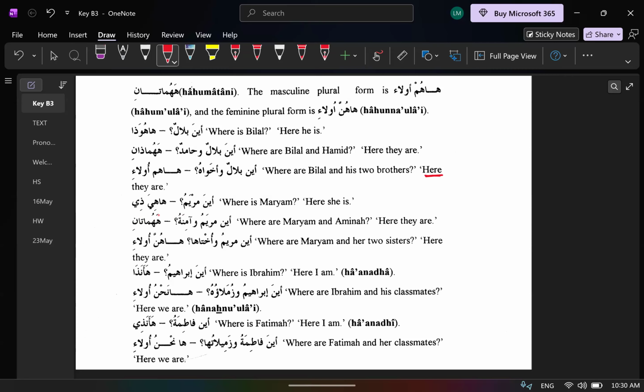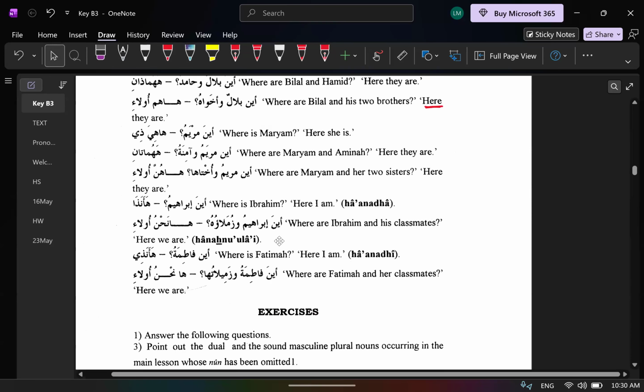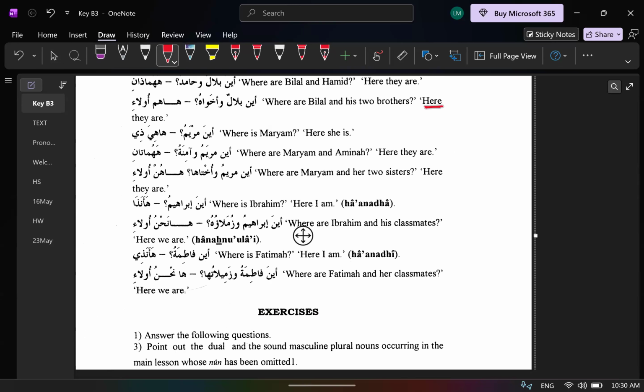Aina Maryamu, ha hiya zi. أين مريم وآمنة ها هما تاني. أين مريم وأختها ها هن أولئي. أين إبراهيم ها أنا ذا. So this is now: here I am. أين إبراهيم وزملاؤه. Where is Ibrahim and his classmates? ها نحن أولئي. Here we are. أين فاطمة. Where is Fatima? ها أنا ذي. Here I am. And Aina Fatimatu wa Amilatuha. Where is Fatima and her classmates? Ha Nahnu Ulai. So here we are.